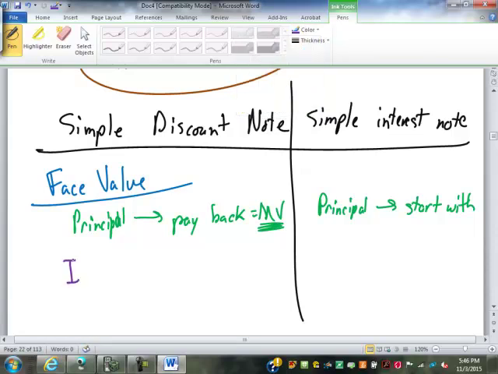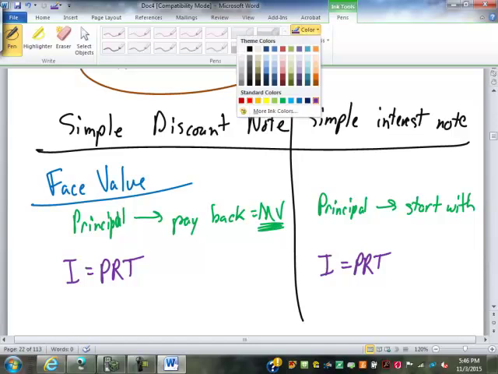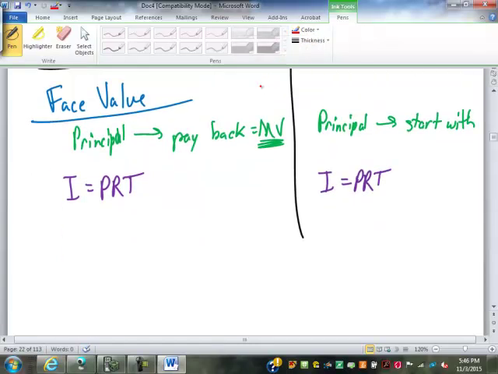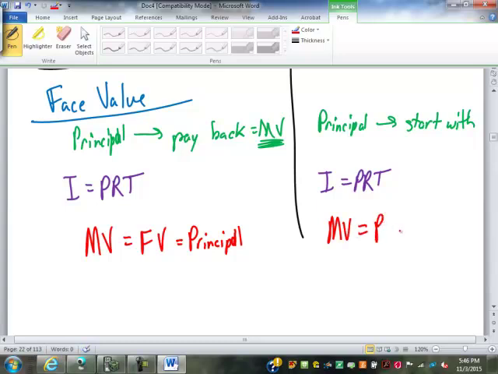For both of them, the interest is PRT. For the simple discount note, the maturity value is the face value, or the principal. For the simple interest note, the maturity value is the principal, the face value, plus the interest earned.